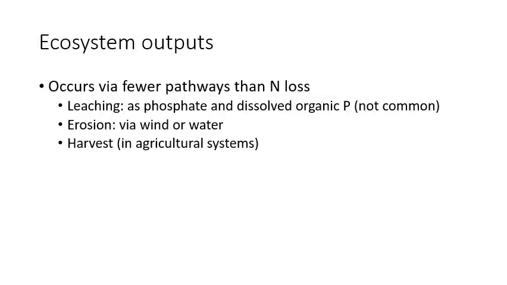And finally, you have harvest. In agricultural systems, every time we harvest something in a field and take it away to be eaten, then we're taking phosphorus from the system, from the ecosystem.